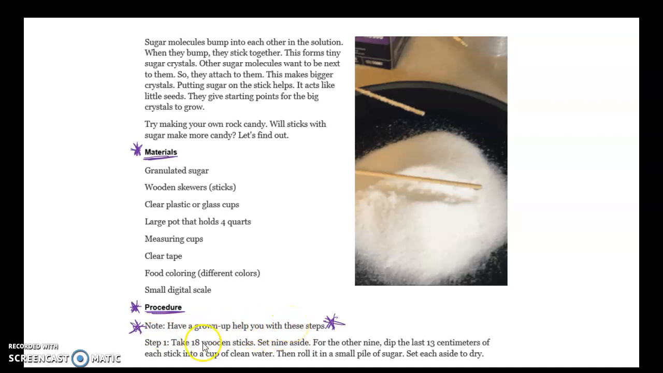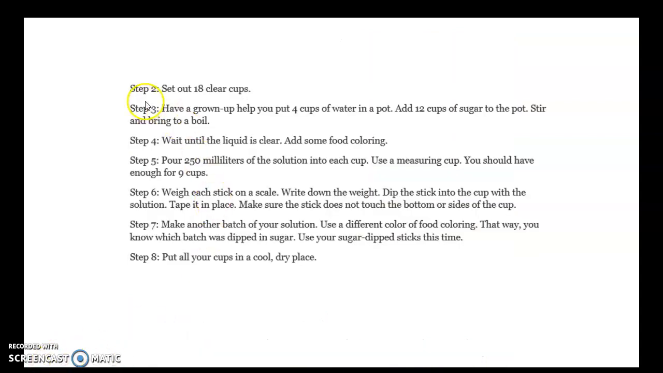So step 1, take 18 wooden sticks, set 9 aside. For the other 9, dip the last 13 centimeters of each stick into a cup of clean water, and then roll it in a small pile of sugar. Set each aside to dry. Step 2, set out 18 clear cups. Step 3, have a grown-up help you. Put 4 cups of water in a pot, add 12 cups of sugar to the pot, and stir and bring to a boil. Step 4, you see how they're using steps?